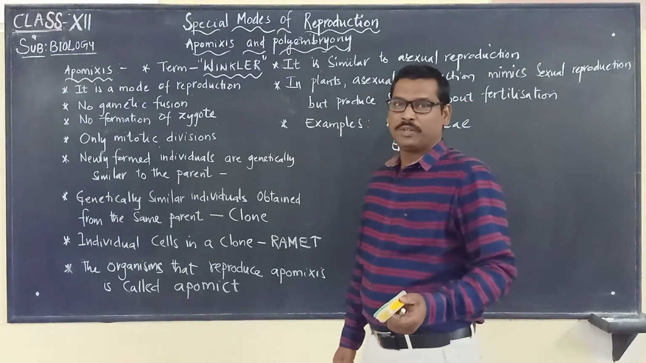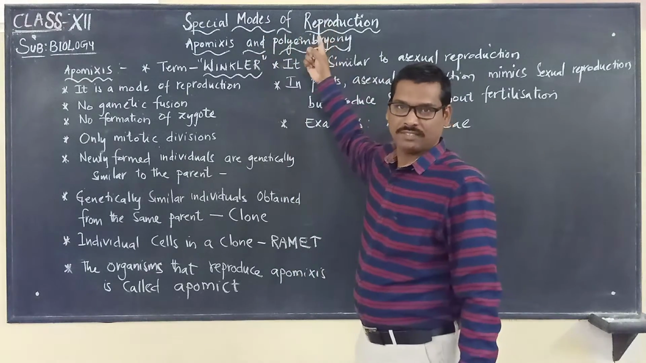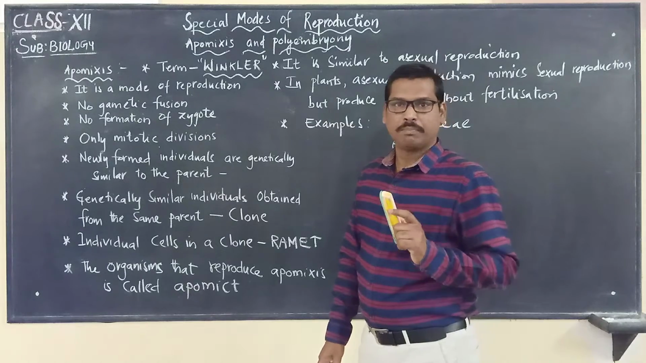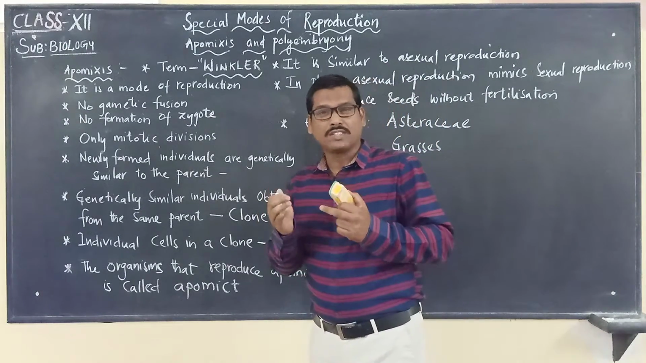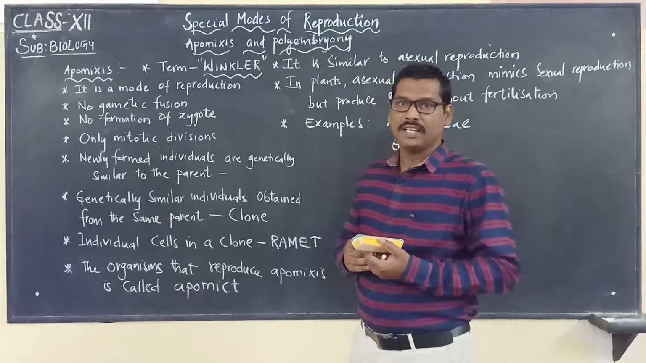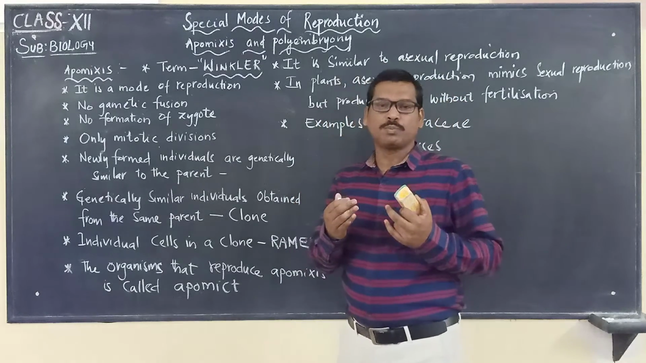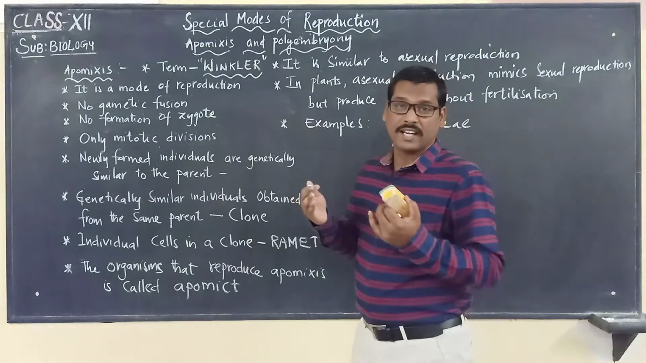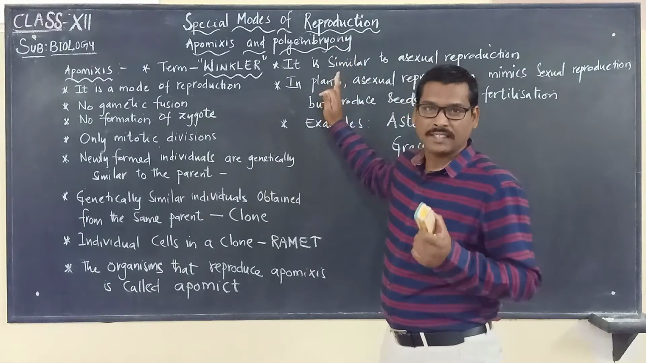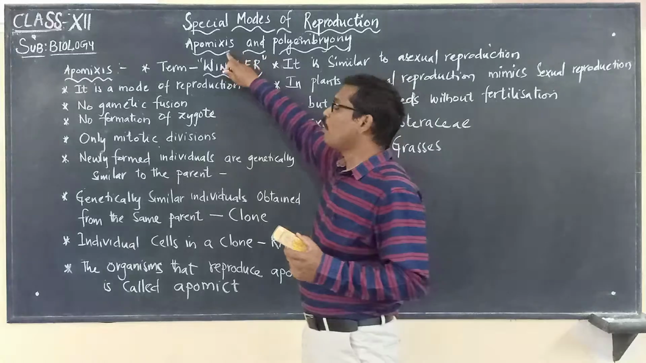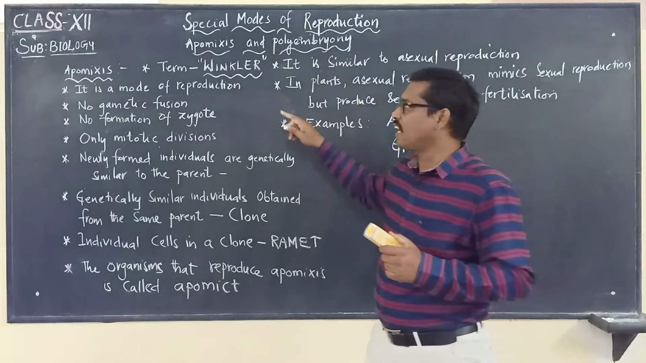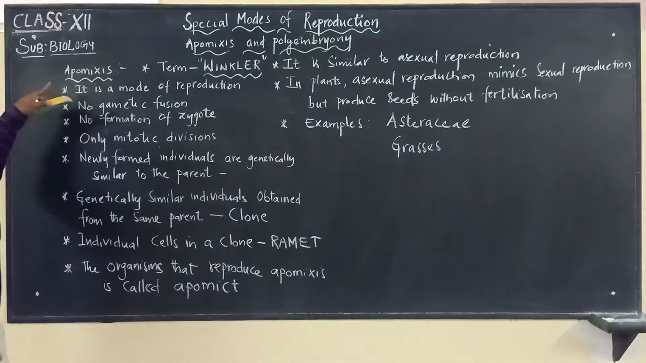Hi everybody. In this video, we are going to discuss the special modes of reproduction that take place in flowering plants. We know that reproduction is of two types, asexual reproduction and sexual reproduction. Angiospermic plants undergo both, but here we are going to discuss other special modes of reproduction, that is apomixis and polyembryony. So in today's class we are going to discuss apomixis.